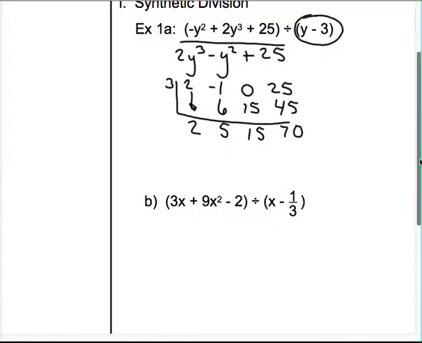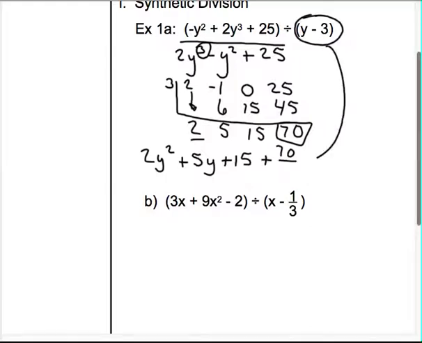So here's how we get our answer, because our answer should have some variables in it. These are now the coefficients for our answer. We started with our polynomial having a power of 3. So our answer will start with a power 1 less than that, or 2. So this 2 is the coefficient of my first term, 2y squared plus 5y plus 15. Well, that's already my constant, and I still have this 70 that I haven't done anything with. That's my remainder. So plus 70 over what I originally was dividing by, y minus 3. So that's our final answer.